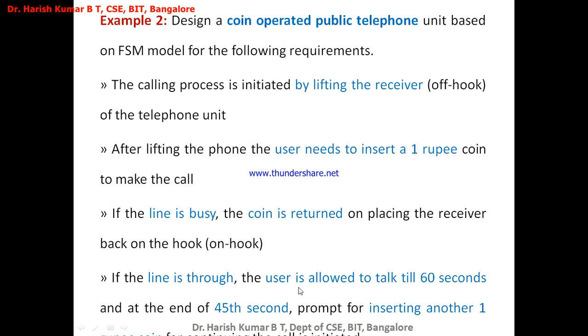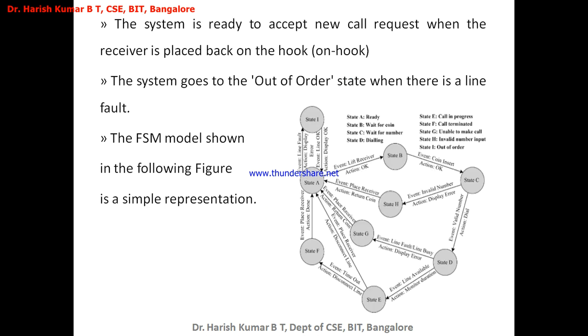If the line is through, the user is allowed to talk for 60 seconds, and while talking, at the 45th second the user will be prompted for inserting another 1 rupee coin. If he doesn't insert, the call gets disconnected. So the call gets disconnected after 60 seconds. And this is the finite state machine model for the public coin telephone booth.